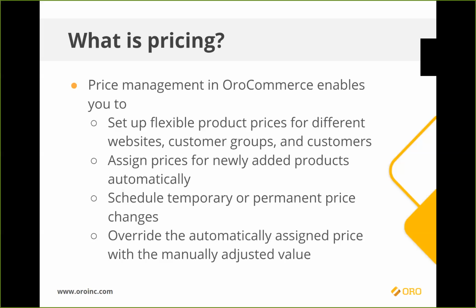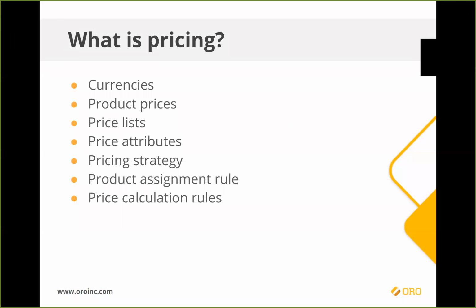You can schedule temporary or permanent price changes. For example, if you have Black Friday, or some kind of new Christmas discounts, you can do that. And you can create or even override the automatically assigned prices with manually adjusted values if you have such a need. So there are several things which we're going to talk about in scope of this topic. These are currencies, product prices, price lists, price attributes, pricing strategies, product assignment rules, and price calculation rules. We're going to check this topic one by one.